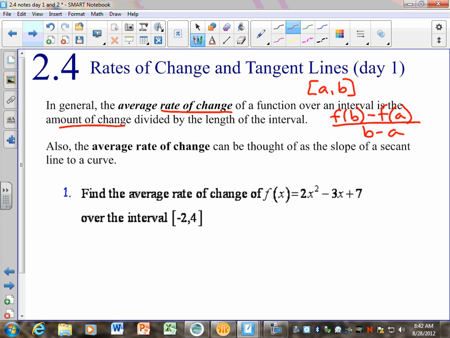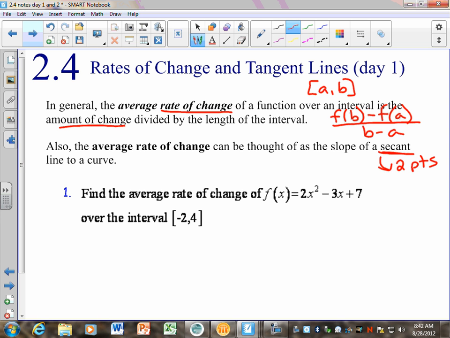And that's because if you have an interval, you have 2 points. And if you want to find the change in 2 points, that's slope. You just take the y's minus the x's. But for a secant line, you have to have 2 points. That's why it's the average rate of change, because you're taking the average between those 2 points.